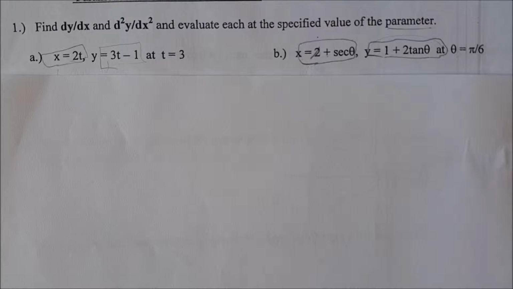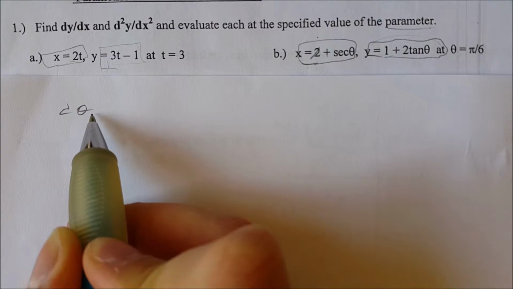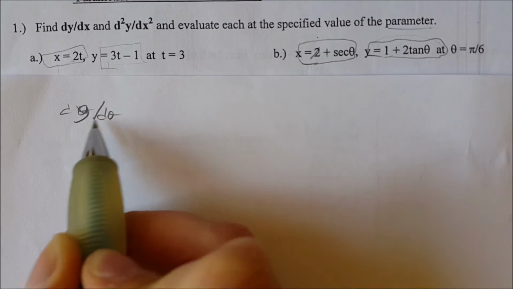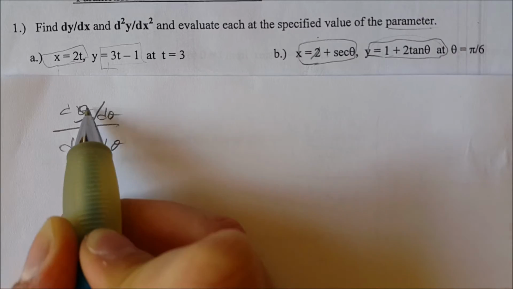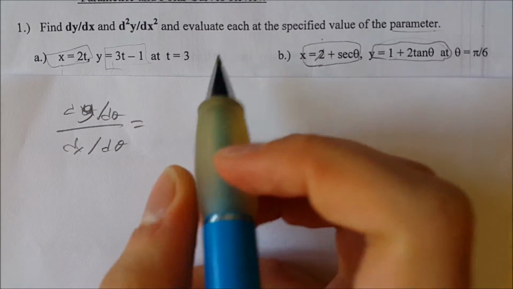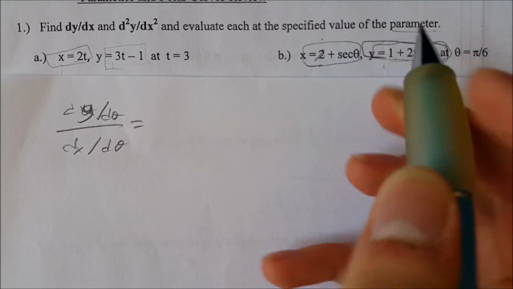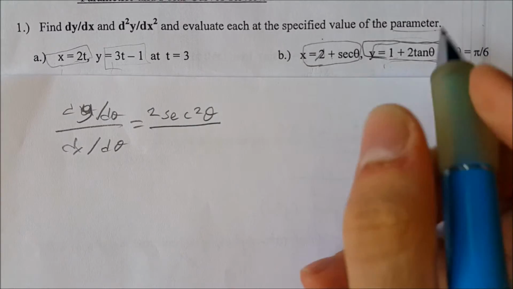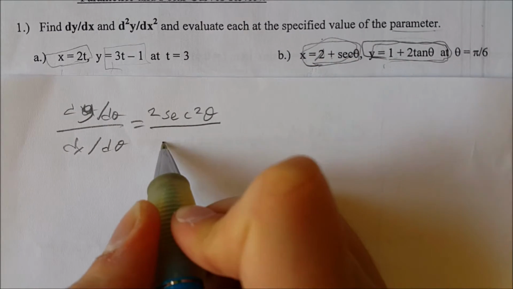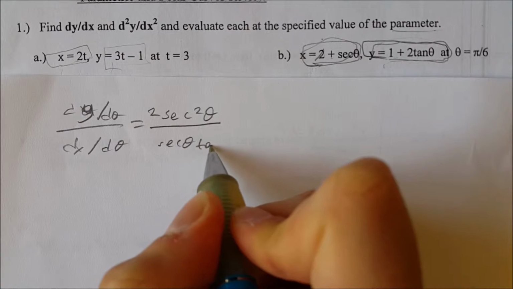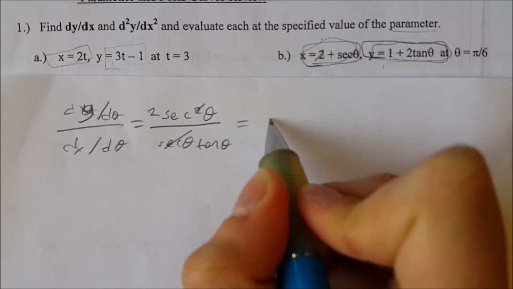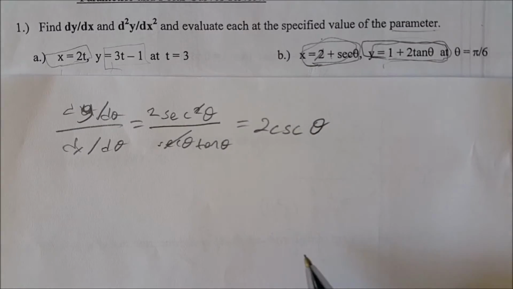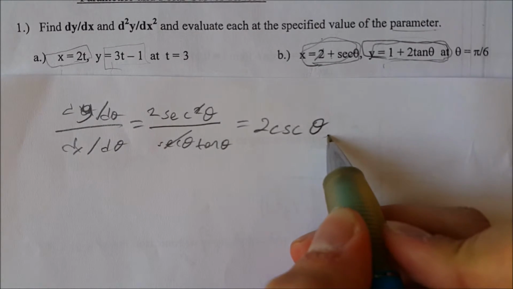For the second part of the question, our equations don't change, but we're just going to use theta instead of t. So our equation would be dy over d theta over dx over d theta. So now this is equal to this one's derivative, which is 2 secant squared theta, over this one's derivative, which is secant theta tangent theta. Now these would cancel out, and if you do the trigonometry, it would be equal to 2 cosecant theta. This is our first derivative.